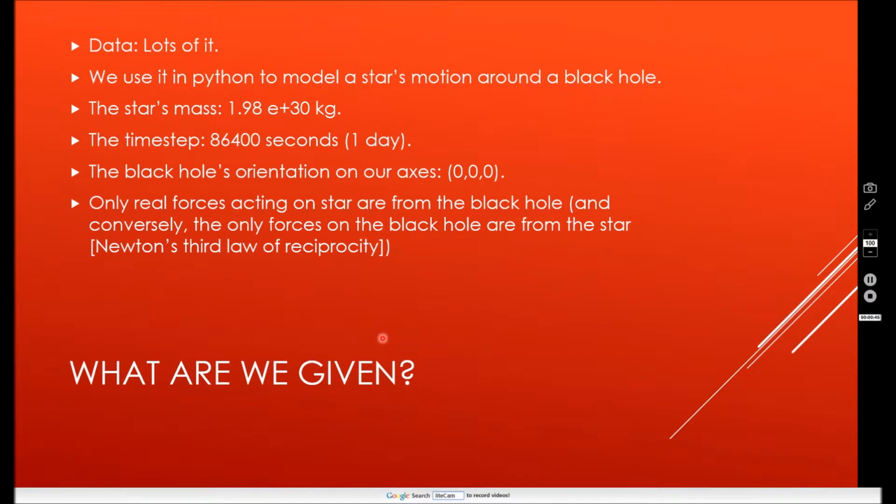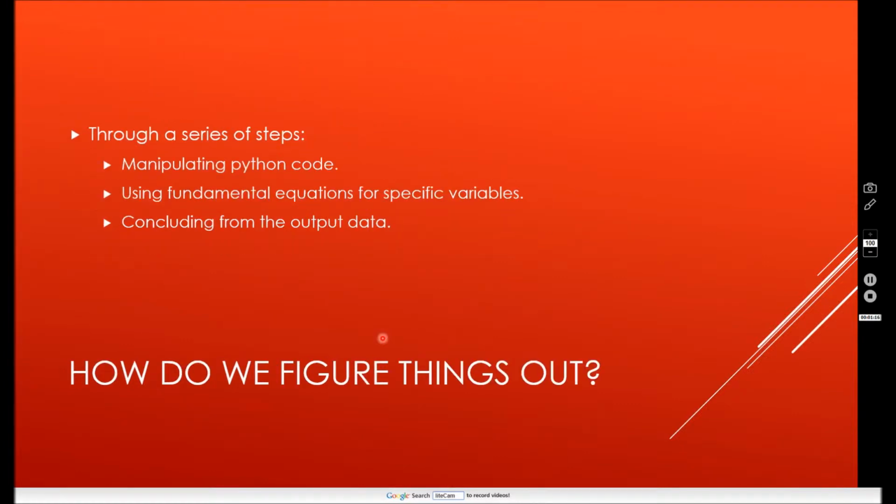So, what are we given? We're given a lot of data. We're going to use it in Python to model a star's position as it goes around a black hole. Initially, that's our starter code. We're given the mass of the star, the time step, and the black hole's position at the origin. And we're told that the only forces that matter are the forces from the black hole on the star and the star on the black hole. But the star on the black hole we won't really need to use, although it is a good application of Newton's third law.